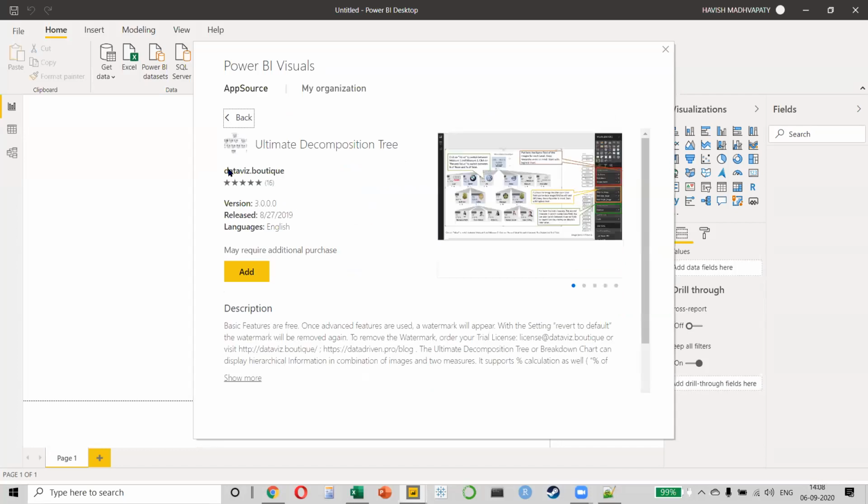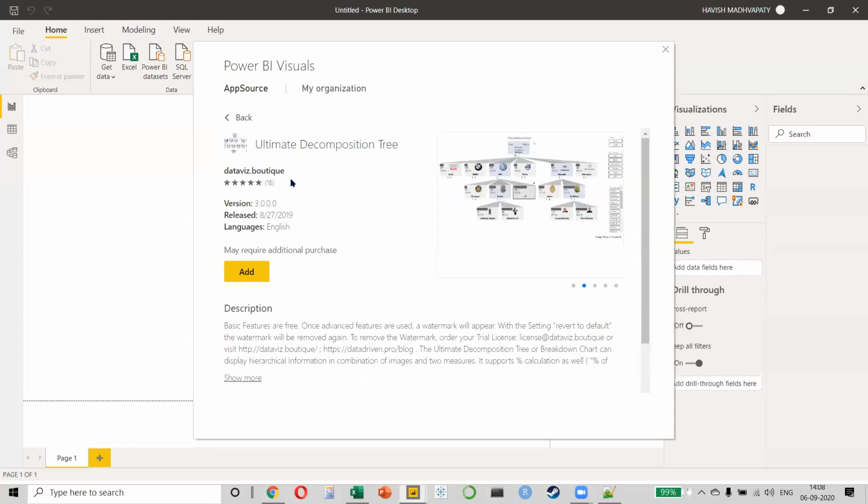The problem is this has not been made by Microsoft. Hence, they have not done a lot of debugging. So every now and then there'll be some errors. It might not work properly. You know, it's like the difference between Apple and Android. Tableau is more like Apple and Power BI is more like Android.